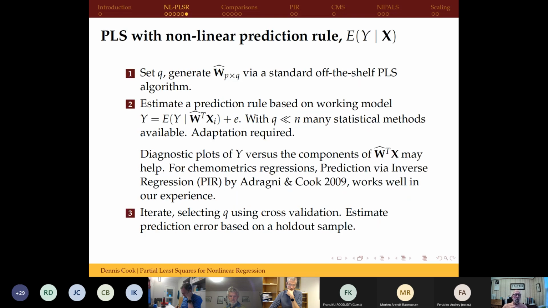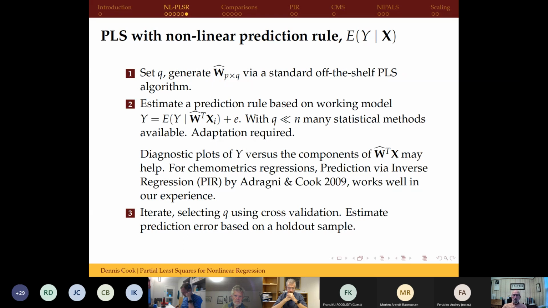So here is what I would propose as a PLS method for handling nonlinear regression. Step 1, generate a W hat via a standard off-the-shelf PLS algorithm. In other words, use standard algorithms for the dimension reduction phase of the problem. Then number 2, estimate a prediction rule based on a working model. Expectation of y given w hat transpose x. So those are just the components.